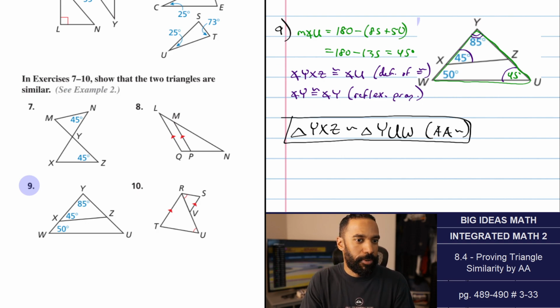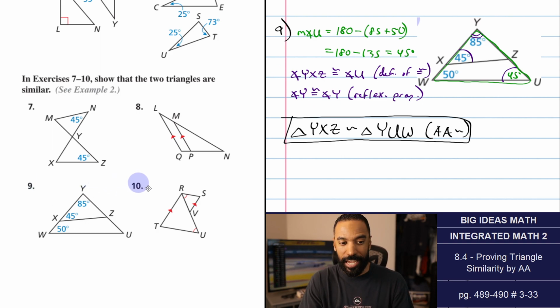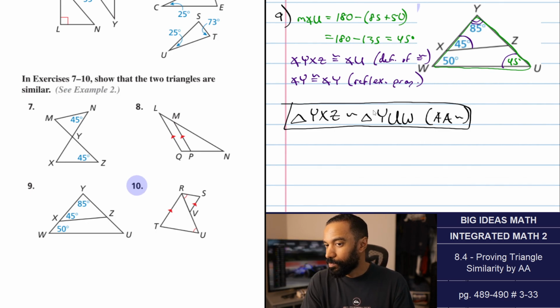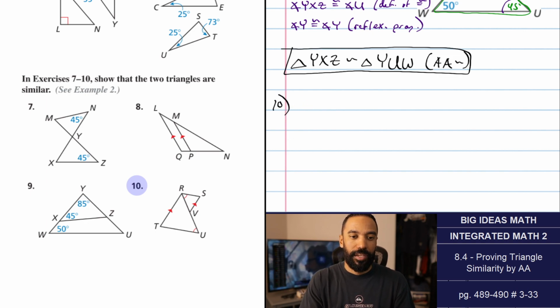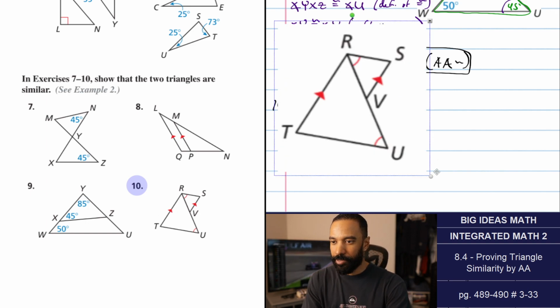Okay, and then number 10. Now keep in mind, actually, next section you're going to learn two other ones. So it's expected that you do those at that time. They probably give you a few angle ones as well. Number 10. Interesting drawing. Let's bring it up.